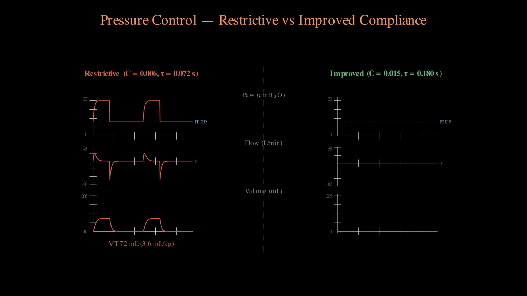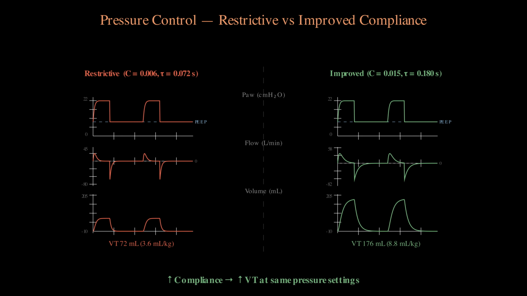On the right, after recruitment and surfactant, compliance improves to 0.015. Look how the tidal volume increases to 176 milliliters, even though the pressure settings are identical. In pressure control, improving compliance directly increases the volume delivered.